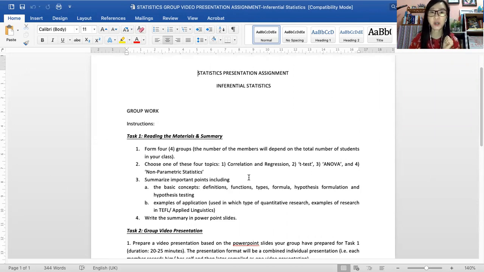Each group has to choose one of these topics. The first one is correlation and regression. The second one is t-test. The third one is ANOVA, or analysis of variance. And the fourth one is non-parametric statistics. Again, first is correlation and regression, second is t-test, third is ANOVA, and fourth is non-parametric statistics.